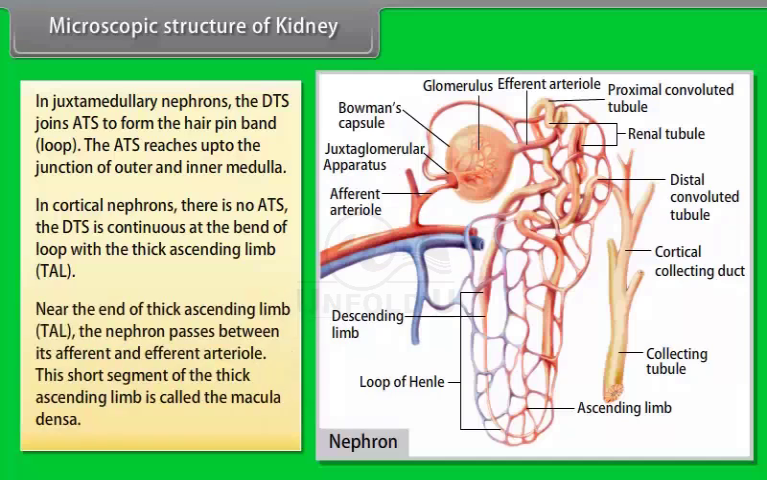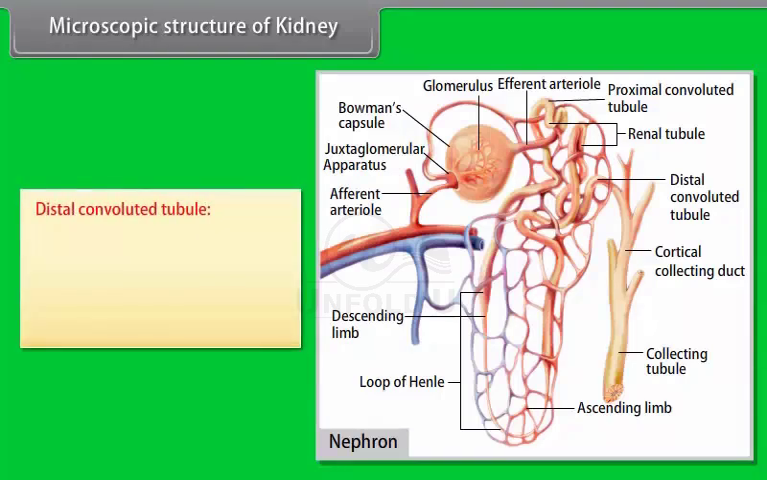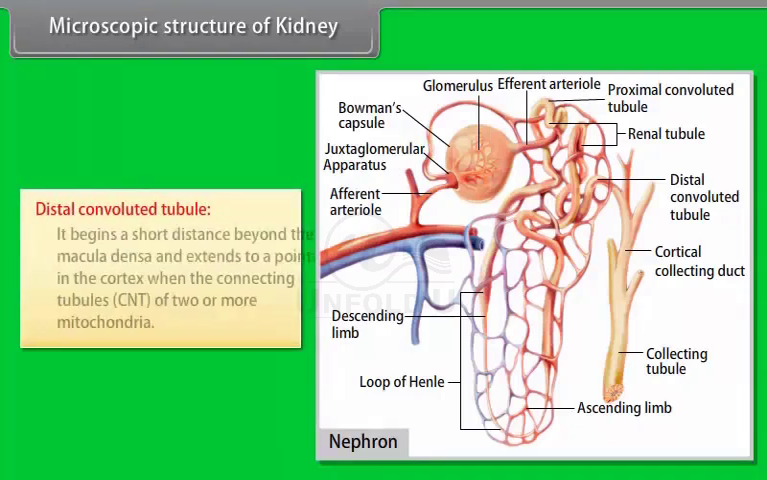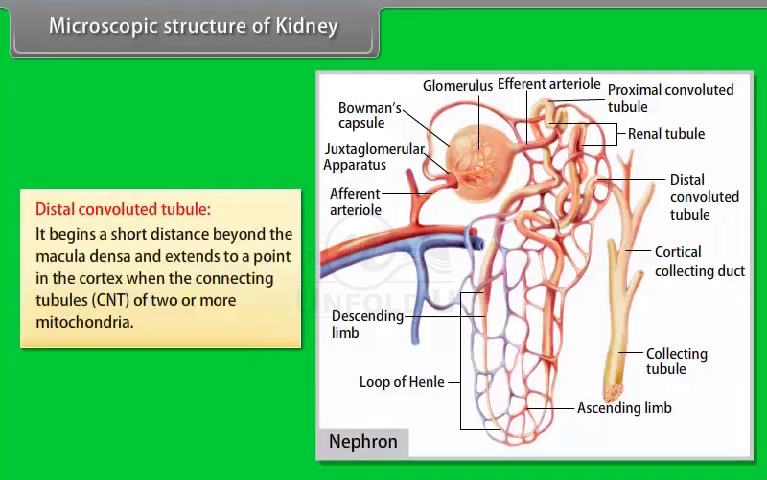Near the end of the thick ascending limb, the nephron passes between its afferent and efferent arteriole. This short segment of the thick ascending limb is called macula densa. Distal convoluted tubule. It begins a short distance beyond the macula densa and extends to a point in the cortex where the connecting tubules of two or more nephrons join.